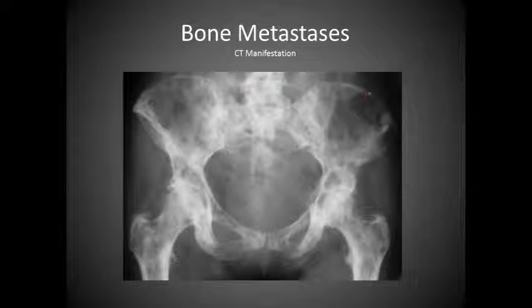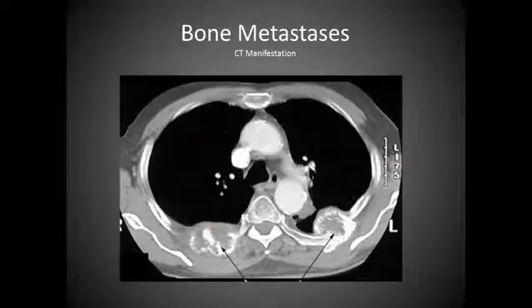Here's just a plain x-ray of what bone mets actually look like. As you can see, you have bony erosion here, and this is a very poor case because the bone mets are pretty much everywhere in the pelvic girdle, and even in the acetabulum, even in the femoral head, neck, and even shaft. So this is a very poor prognosis for this patient.